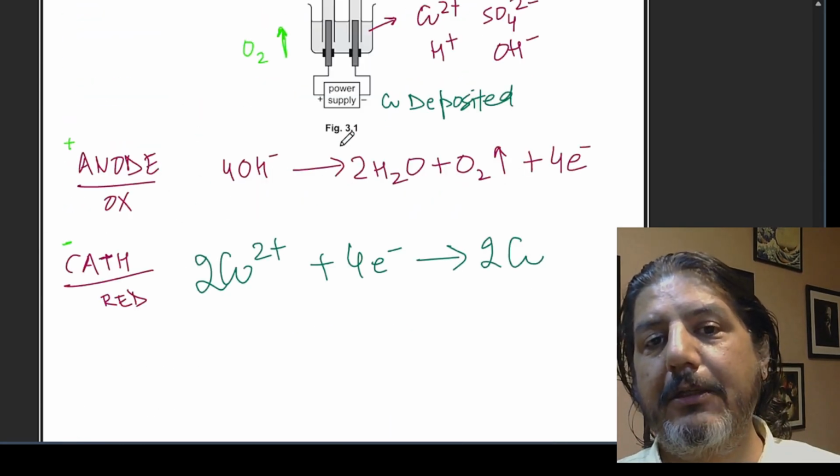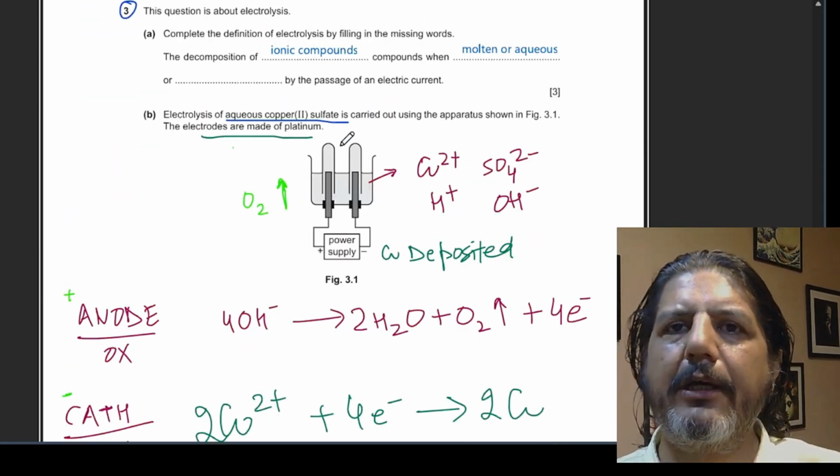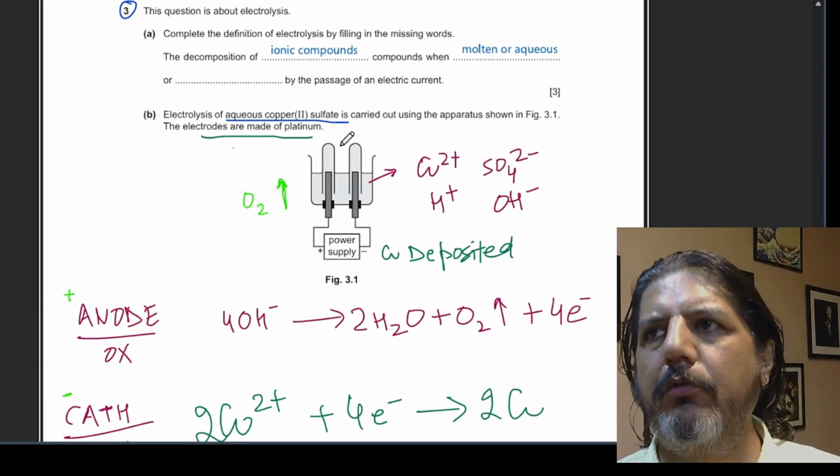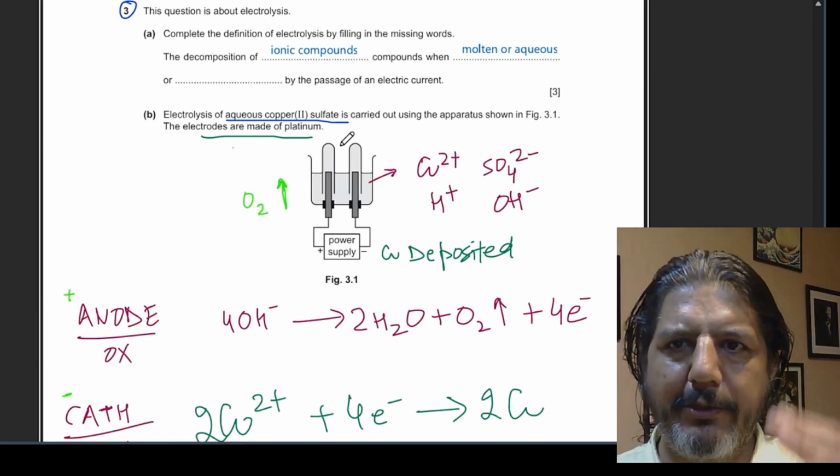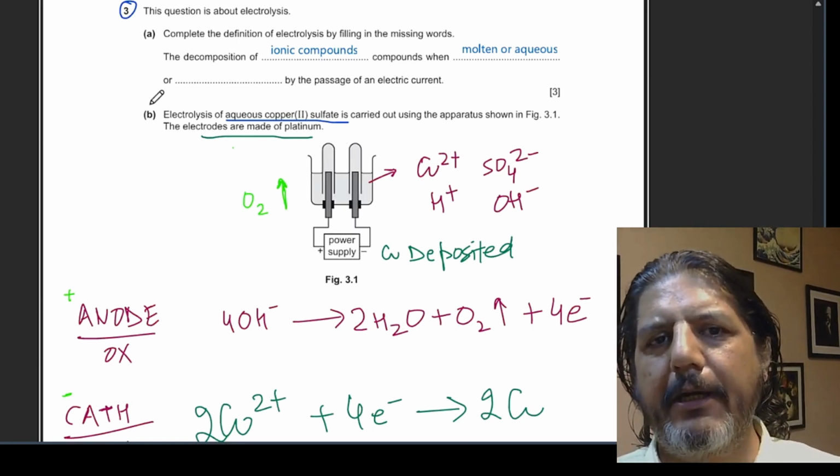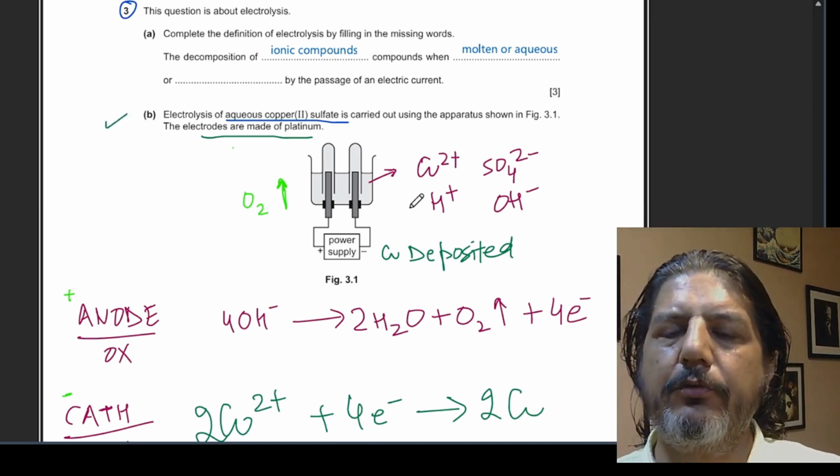Then they have asked a few questions regarding that. So it becomes pretty interesting. You should have full awareness and full understanding of the process. Only then you will be able to do the full question. And you can compare this with the electrolysis of aqueous copper sulfate using inert electrodes.